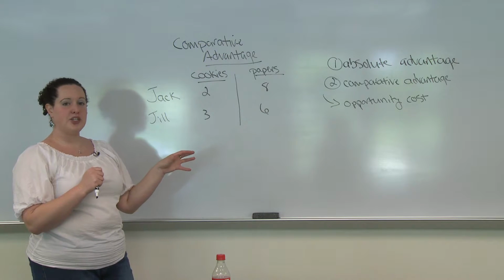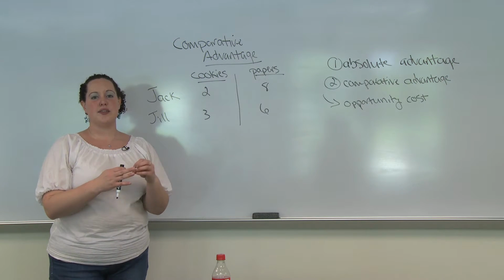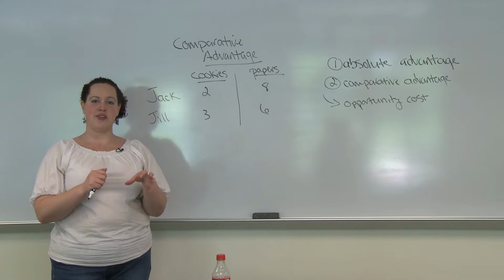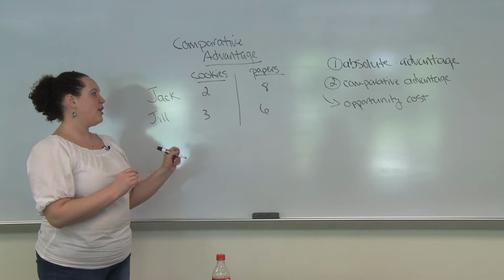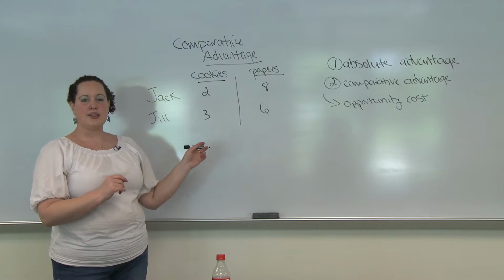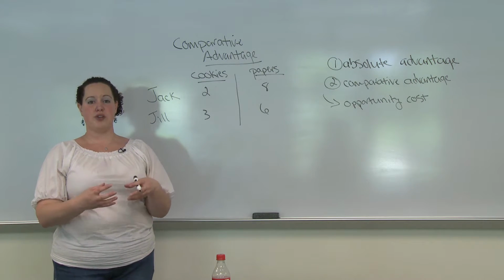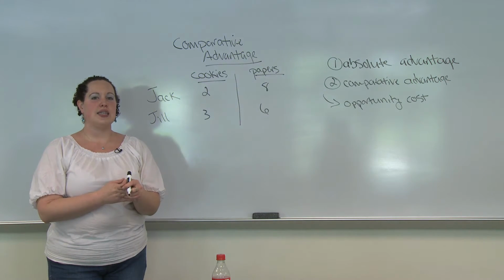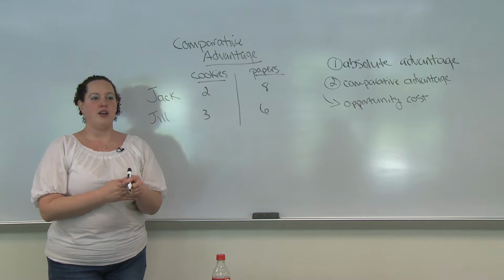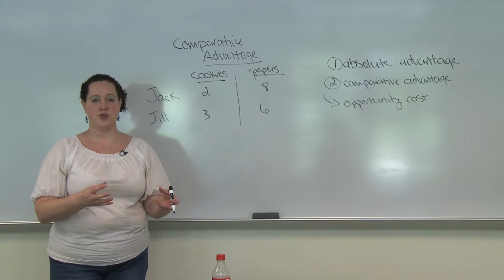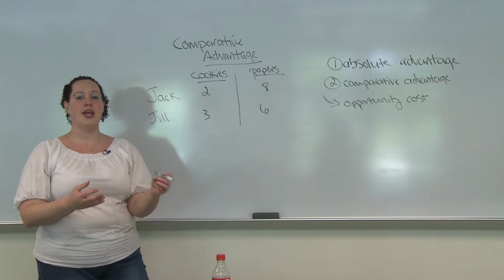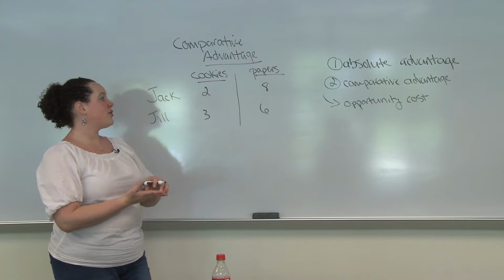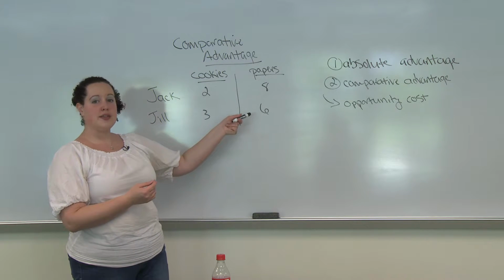So that's absolute advantage. The next idea, then, this is the main concept we're talking about in this video, is comparative advantage. Comparative advantage is the idea that you should specialize in whatever you have the lowest opportunity cost in. And this brings us to opportunity cost, which is just the idea that there's a price for everything that you do. And the price of what you do is what you give up, the next best thing that you could be doing.